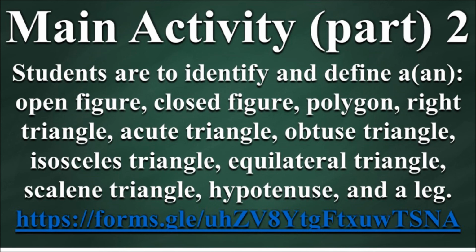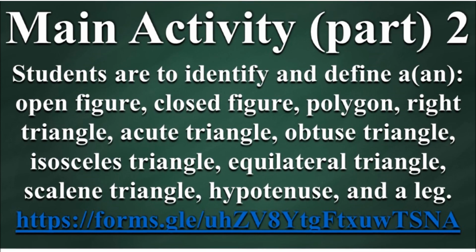Moving on to part 2, the only difference in part 2 from part 1 is that we're looking for different definitions. The format is pretty similar. Here we have the students identify and define an open figure, closed figure, polygon, right triangle, acute triangle, obtuse triangle, isosceles triangle, equilateral triangle, scalene triangle, hypotenuse, and a leg. There's a link to the Google document, very similar to the other 2 Google documents I've shown you. Again, there are spots in this document where the kids can insert their own figures.